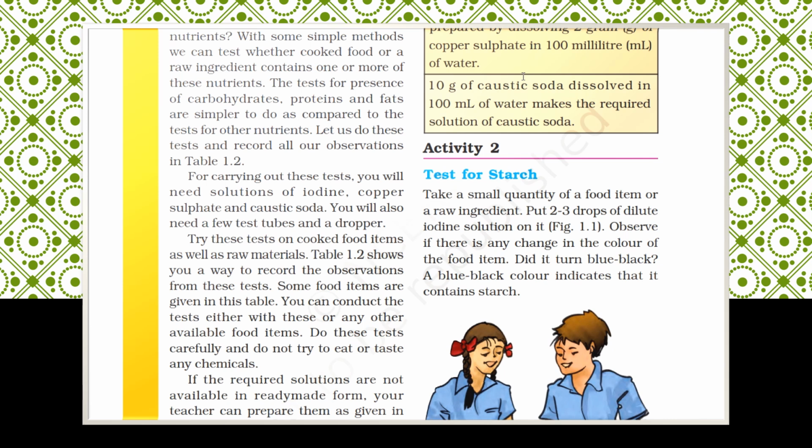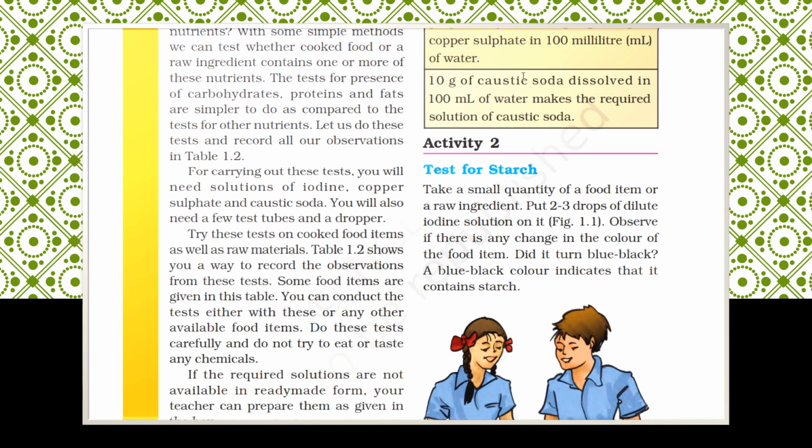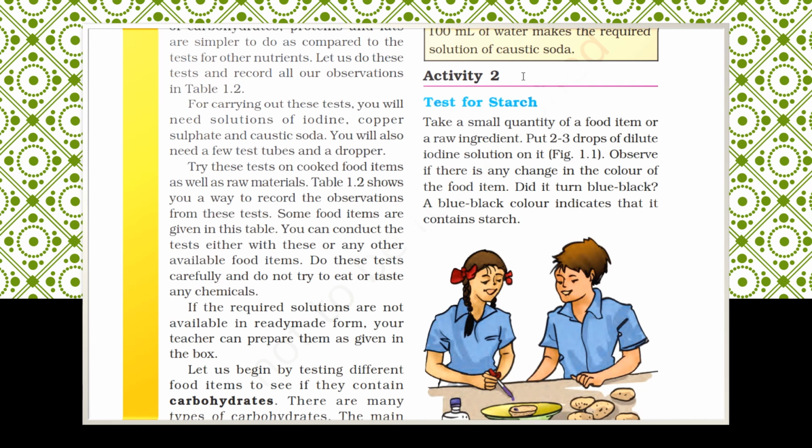After making all these solutions, we have the first test, that is for starch. Take a small quantity of food item or a raw ingredient. Put 2 to 3 drops of dilute solution on it. Okay, you can see the picture. Observe if there is any change in color of the food item. Did it turn blue-black? A blue-black color indicates that it contains starch.